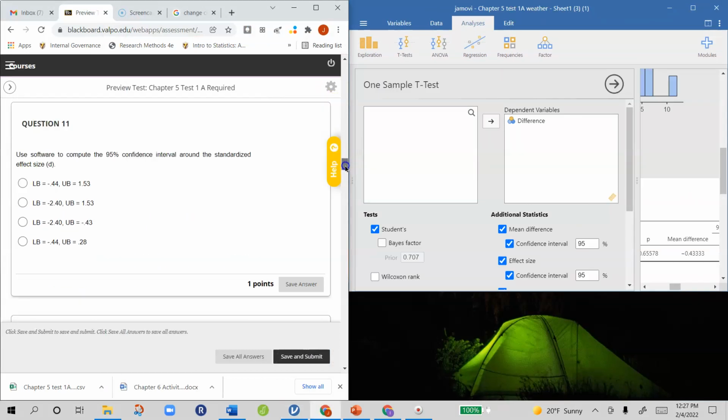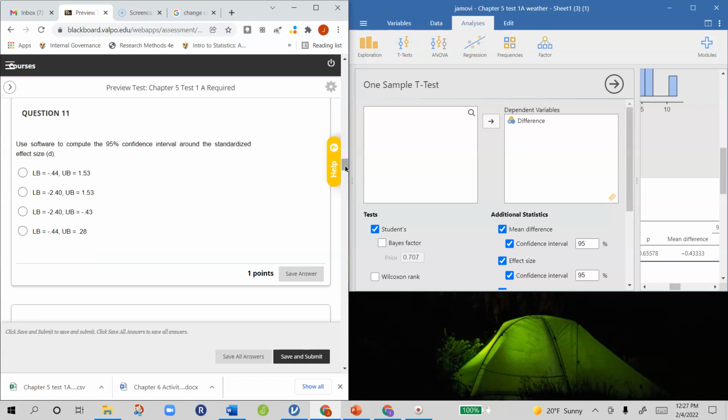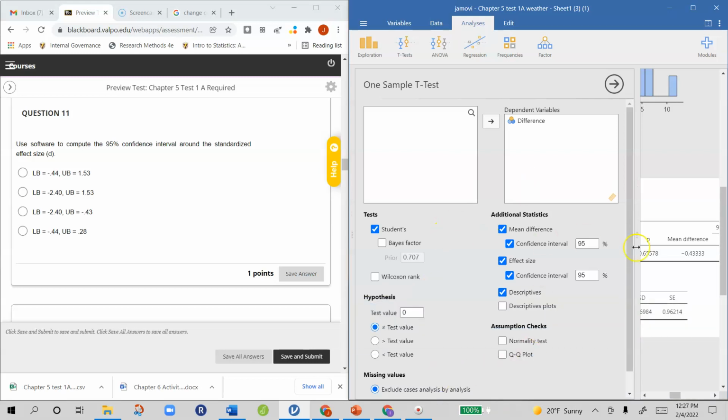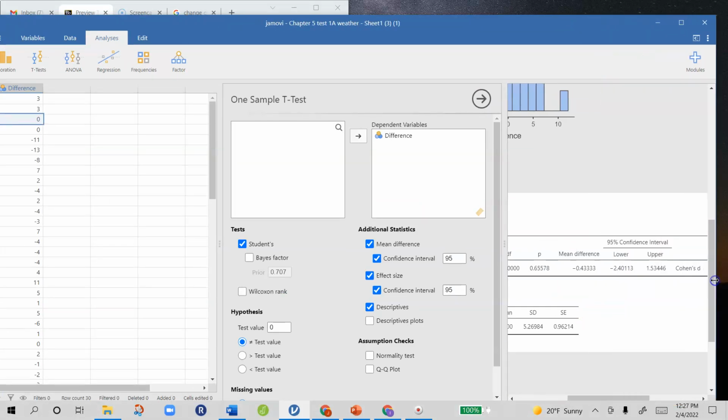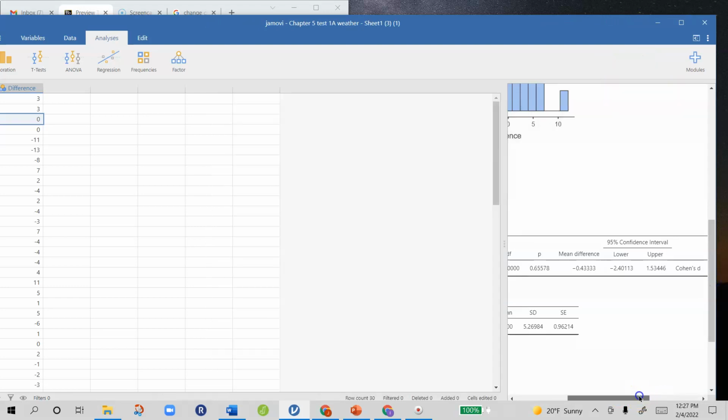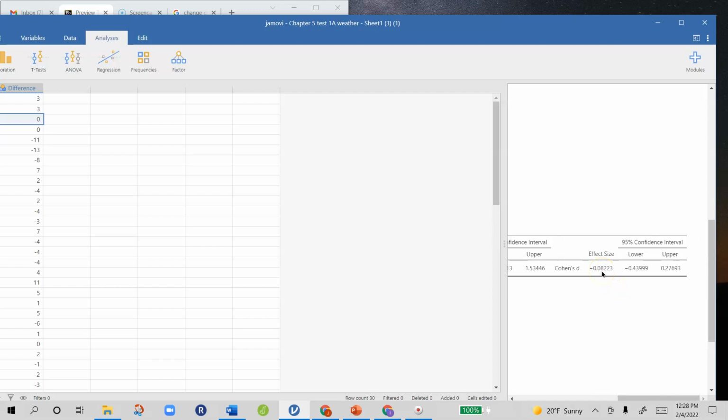Moving on to number 11, we're going to compute the 95% confidence interval around the standardized effect size. So you're looking for the confidence interval around d. To get this, I'm using Jamovi. Some software doesn't provide the confidence interval around d, but we do have it here. If we scroll over, my effect size is negative 0.08, and my 95% confidence interval is negative 0.44 to 0.28. So I'm 95% sure that the true effect size is between negative 0.44 and 0.28.